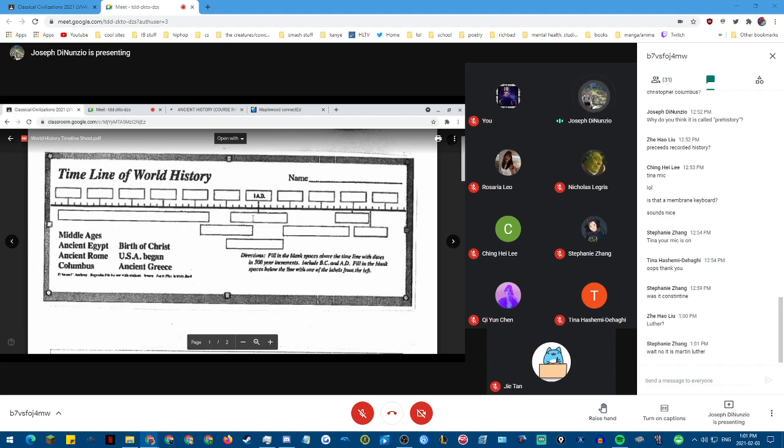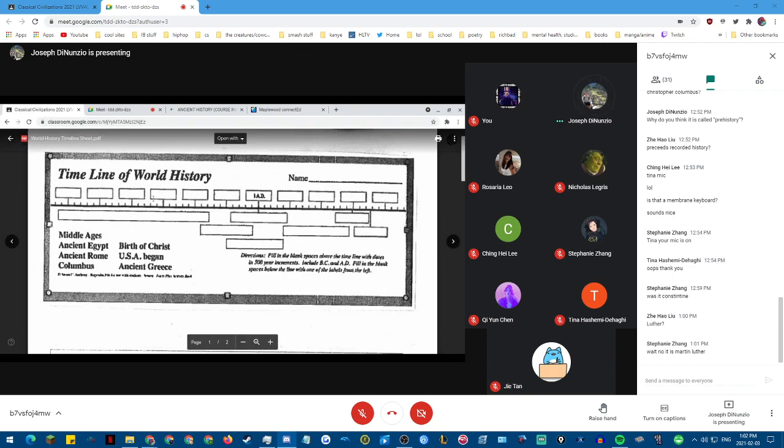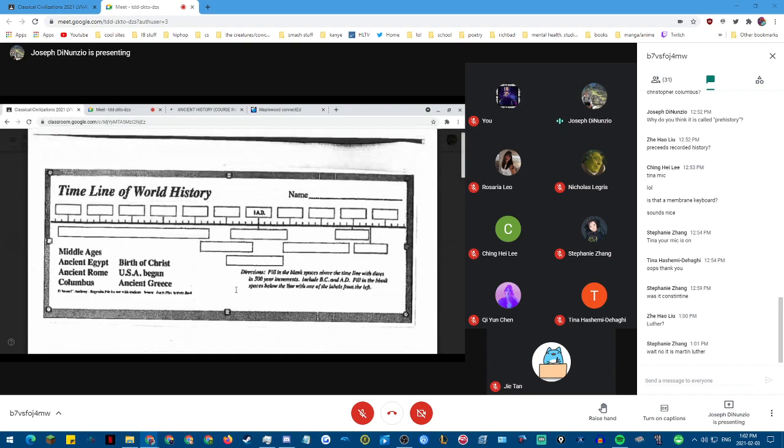So 1, 2, 3, 4, 5, 6, 7 with these 7. Okay? And then also at the top, fill in the dates. Now, the dates might be off a little bit, but try your best to go up in order. Okay? So you can draw this on a piece of paper at home. Do it on a Google document. So spend maybe 15 minutes completing this timeline.